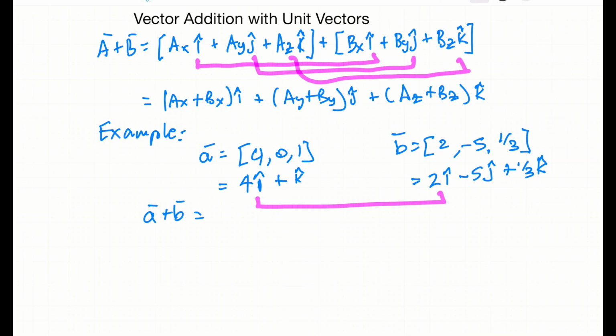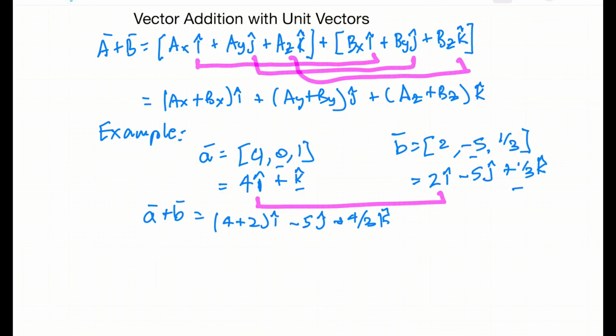And do the same thing with the j's and the k's. So when we do that, we're going to have 4 plus 2 in the i direction. Now, here we've got 0 and we've got -5, so that's going to be -5 in the j direction. And then in the k direction, we've just got a 1 and a 1/3, so that's going to be 4/3 in the k direction. So that's going to be our vector.